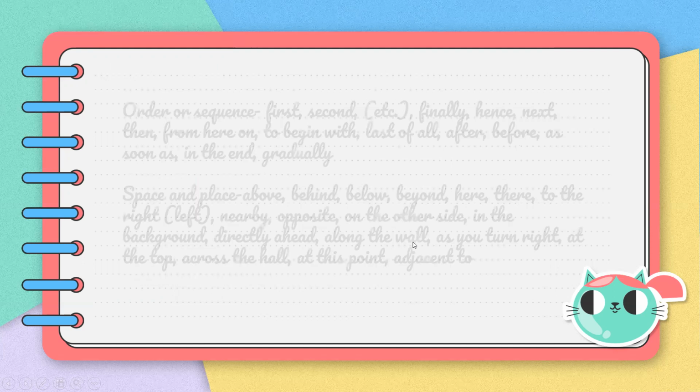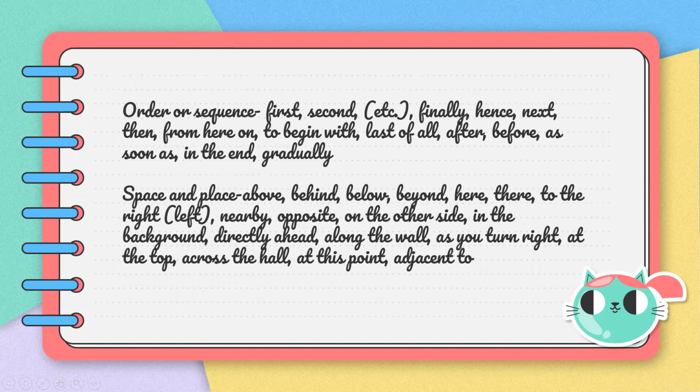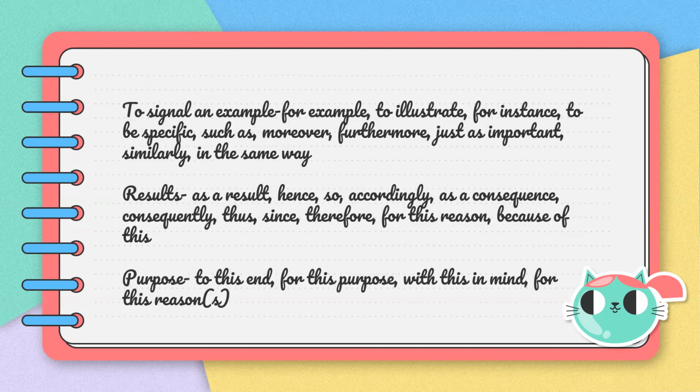Then we have connectives like order or sequence. So first, second, finally, hence, next. All these are words which give you an indication that you are logically arranging your ideas. Space and place: above, behind, below, beyond. All these are words which indicate space and place. Then we have connectives to signal an example: for example, to illustrate, for instance, to be specific. All these are words that signal an example.